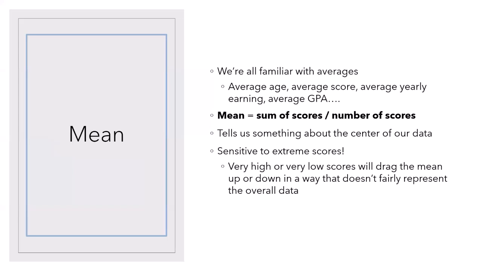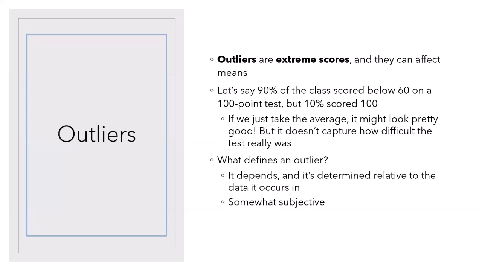The mean of a data set is obtained when you take the sum of all the scores, so you add them all together, and then you divide that sum by the number of scores or the number of data points there are in the data set. The mean tells us about the center of our data in a way. However, the mean is very sensitive to extreme scores. Very high or very low scores will drag the mean up or down in a way that doesn't fairly represent the overall data. These outliers are extreme scores and they can affect means.